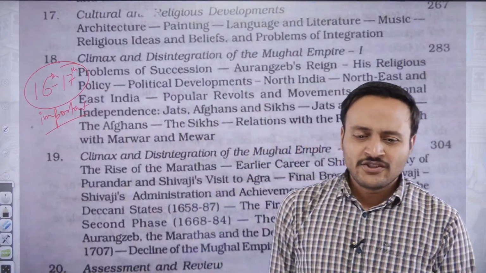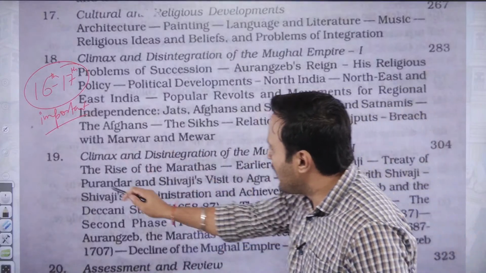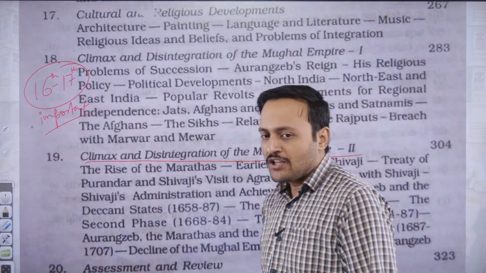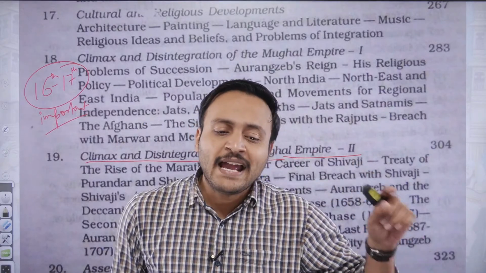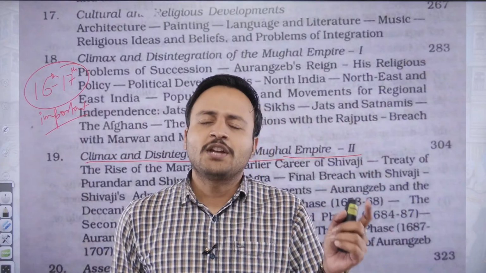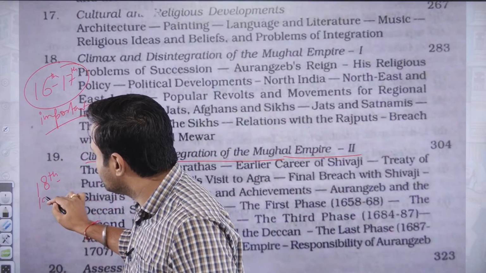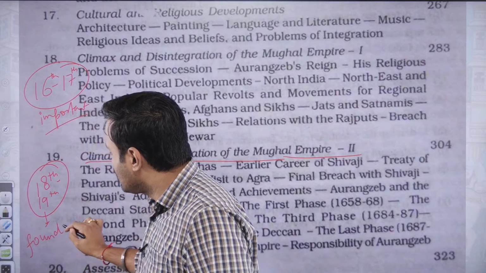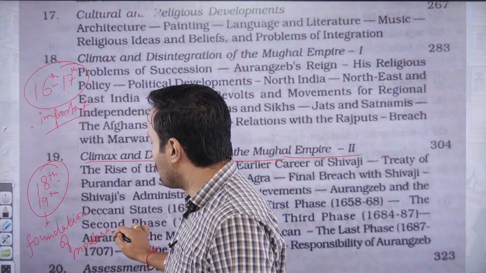Now coming to the next chapter here, chapter number 19, the second part of the climax and the disintegration of the Mughal Empire. Let me tell you that chapter number 16 and 17 are very important, no doubt, but at the same time, chapter number 18 and 19, these are the foundation of modern history. Okay, foundation of modern history.